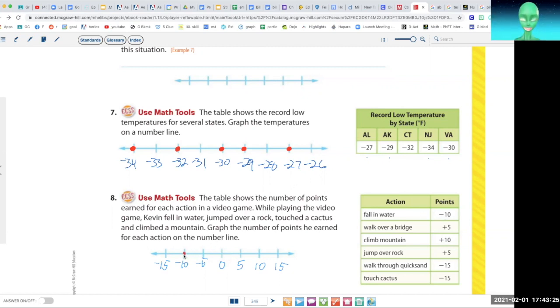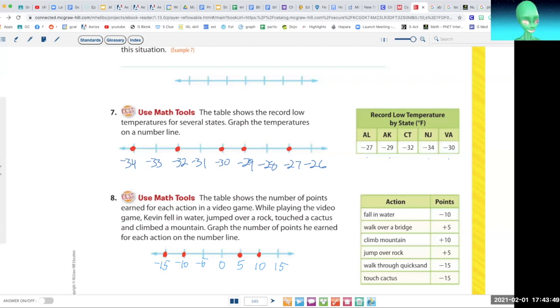-10, so he got one of those, boom. And +5 for walking over the ridge, great. Climbing a mountain, he got +10. Jumping over rock, he got another +5, great, it's already there. Walk through quicksand, oh, bad for you. And touch cactus is another -15. Okay, so that's what you should have. You should just have 4 dots on the line because we have some repeats.